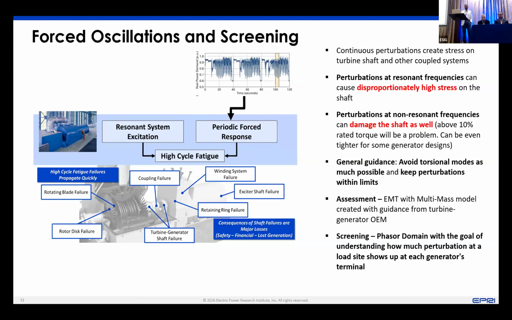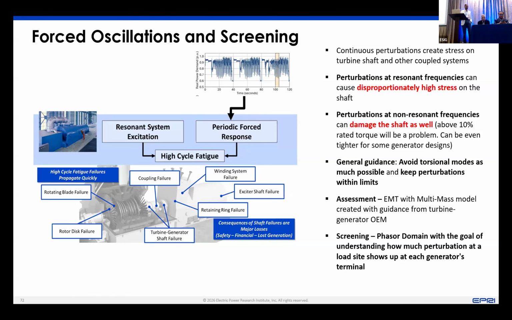You would develop a multi-mass model. You would generally run studies. You would estimate what the air gap torque looks like. You take the torque, you go back to the manufacturer. The manufacturer looks at it and tells you whether it's acceptable or not. That's what happens. The multi-mass models by themselves are not an exact replication of the generator itself.